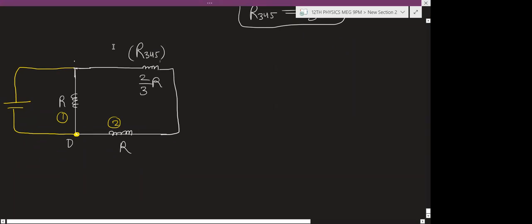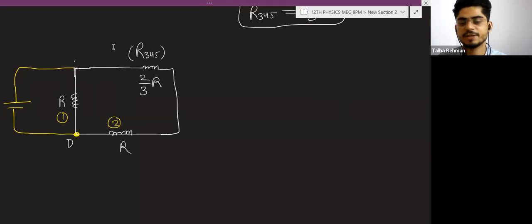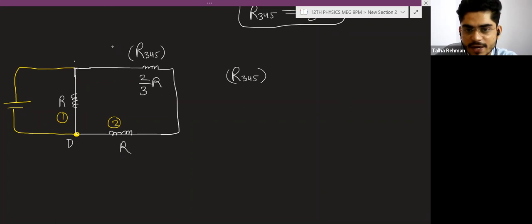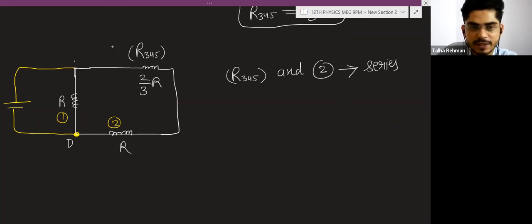Sir, they are connected in series. Very good, very good. Why in series? Because there is no branching. There is no branching. Means you can say R3, 4, 5, that is 2 by 3R, and R2 are connected in series because there are no branches. They are connected on a single wire like this.